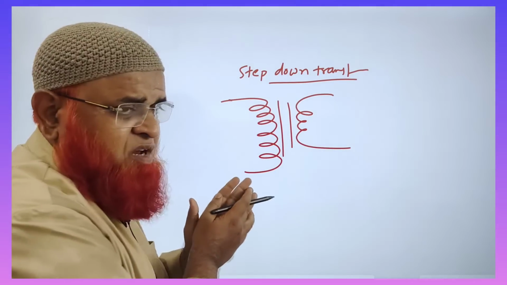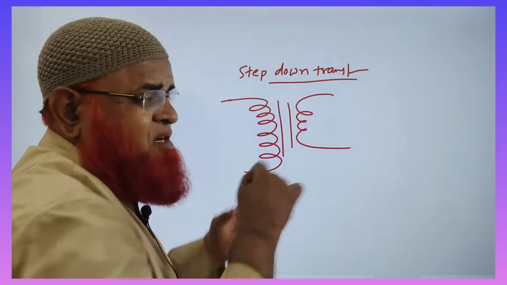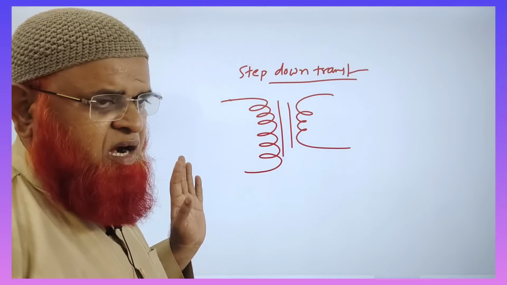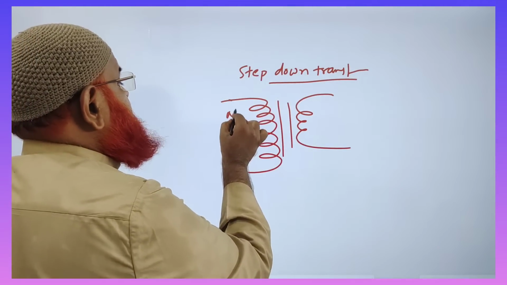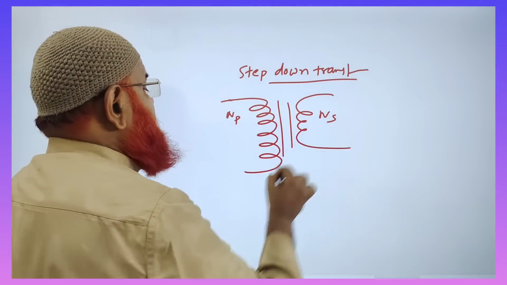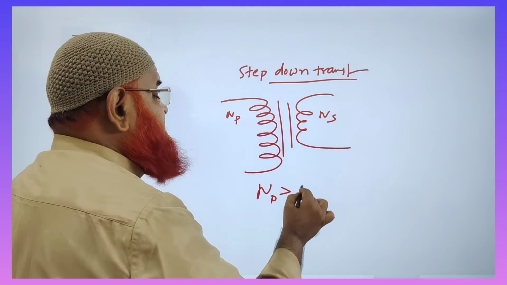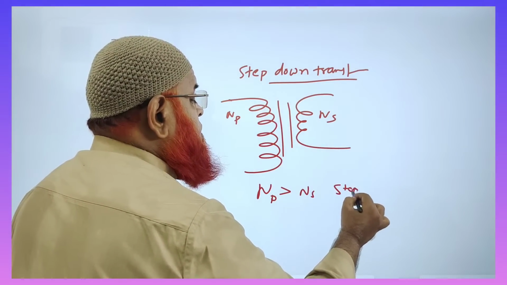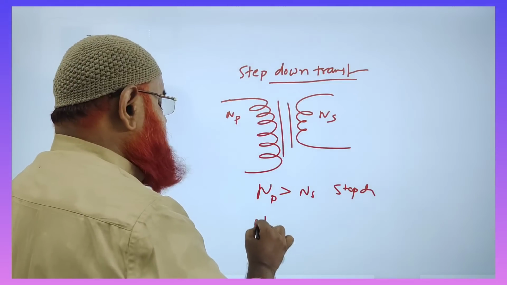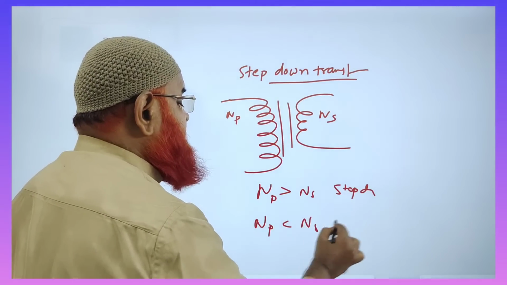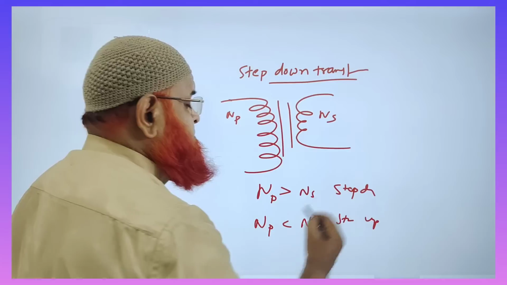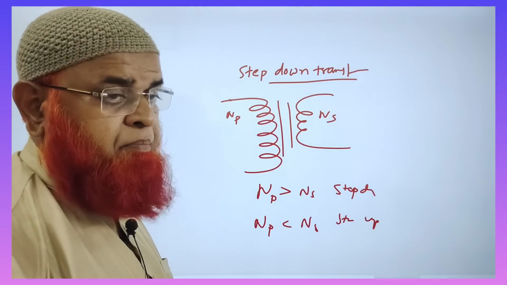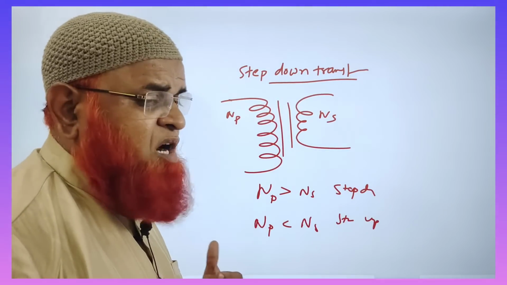This is a symbol of a transformer. Again and again, you need not draw that core, everything. If you draw this symbol, you can understand. See, this is said to be N primary. This is said to be N secondary. If N primary is greater than N secondary, this is said to be step down. When N primary is less than N secondary, this is said to be step up. Step down transformer, what will you do?